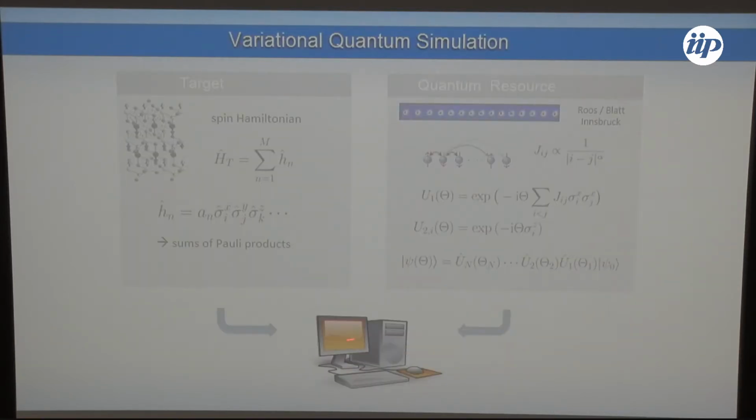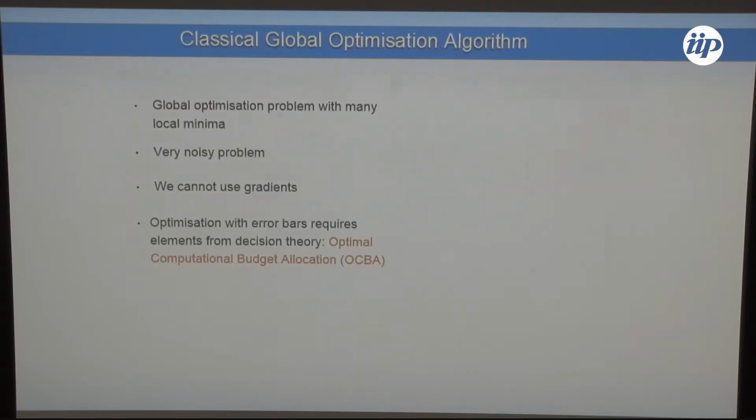Then finally I can briefly say something about the computer, because now the computer has to somehow optimize this thing. So for this we use a classical global optimization algorithm. The problem is actually pretty difficult, right? There's a global optimization problem. We found there's typically many local minima, so it's a difficult one. It's noisy because I get my information from the system from projections. So I do projective measurements, and preferably very few of them.